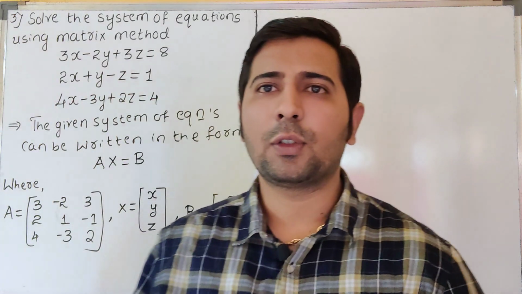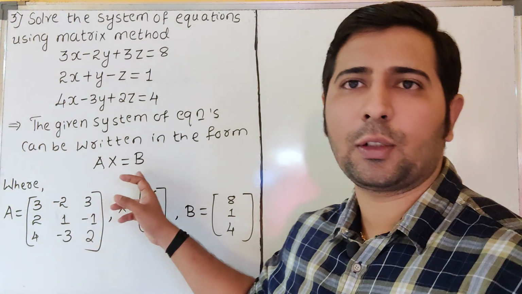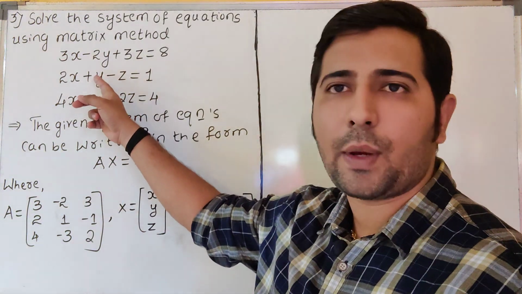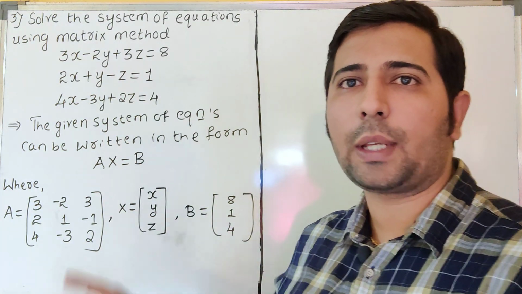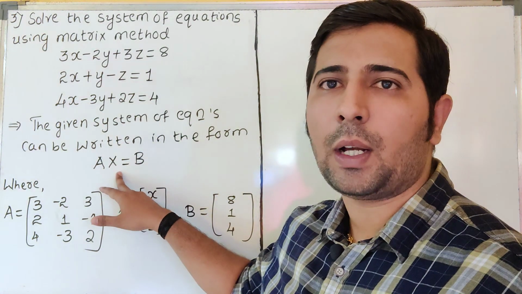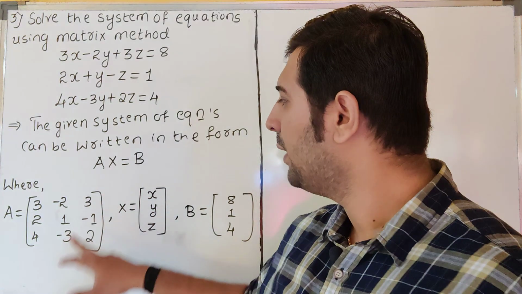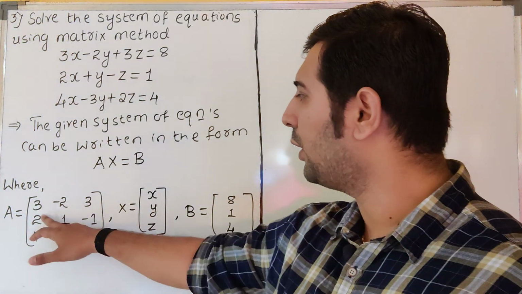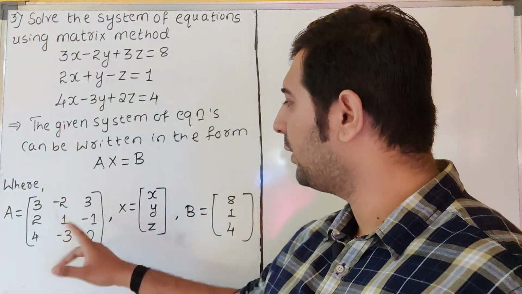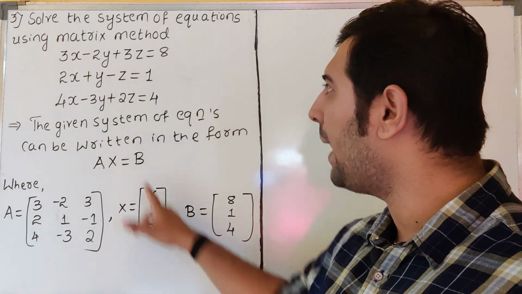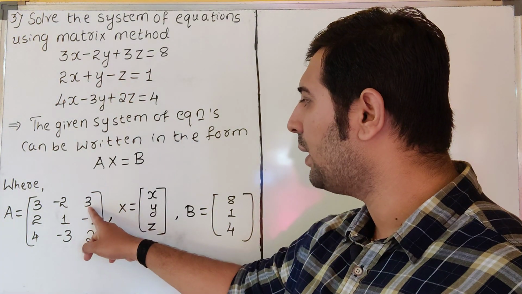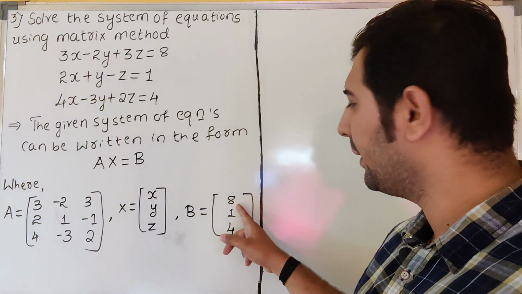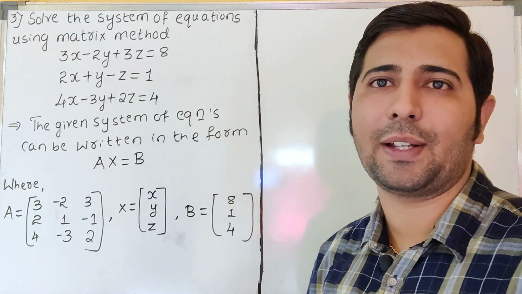You may think, sir, AX is equal to B, why have you written it? AX is equal to B means this is nothing but the same equations that we have written here. You can multiply and check. A into X means, you know how to multiply matrices. First row, first column you multiply, so 3 into x, 3x. The second element to second, minus 2 into y, minus 2y. Next, 3 into z, 3z. Is equal to what? B you have written, 8 is there or not? So that only I am writing, dear students.